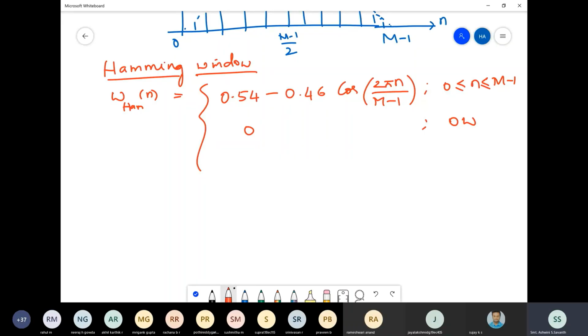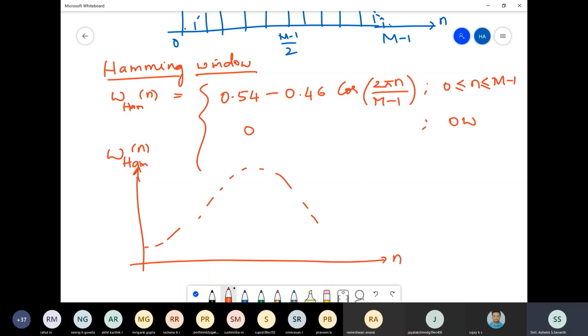Actually, the computations are lots in the filter design problem. Once you understand the procedure for one or two problems, the procedure will not change, but the amount of calculations that you have to do is more for a filter design problem. So this Hamming window has a bell shape with a non-zero initial and last value, something like a Gaussian shape.